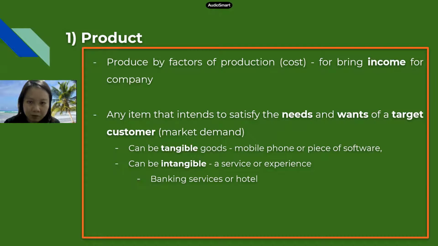Of course, the product will be based on the needs and wants of our target customer and also the market demand. And under product we have tangible goods, which are physical goods, and also intangible goods, which are a service or experience, such as a banking service, hotel, or education service. It is more on the service line.